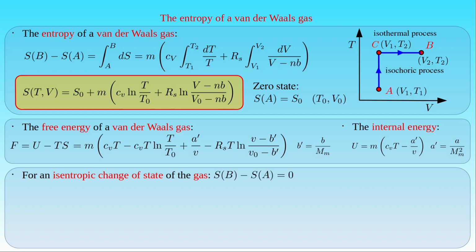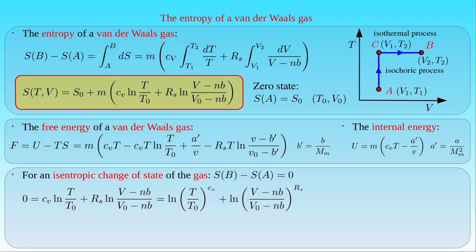Then the terms in the parentheses in the expression derived for the entropy must vanish, where the first term in the right-hand side can be written as the natural logarithm of the ratio of T to T0 raised to the power CV, and the second term is given by the natural logarithm of the ratio of the difference between V and N times B to the difference between V0 and N times B, raised to the power Rs.